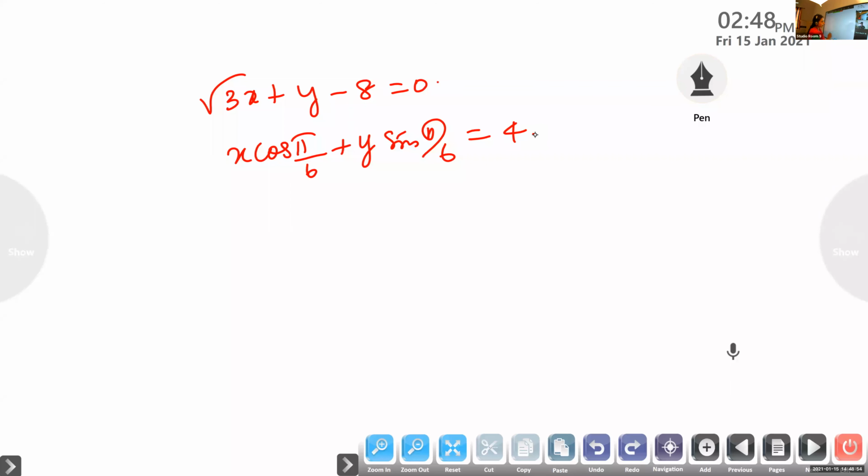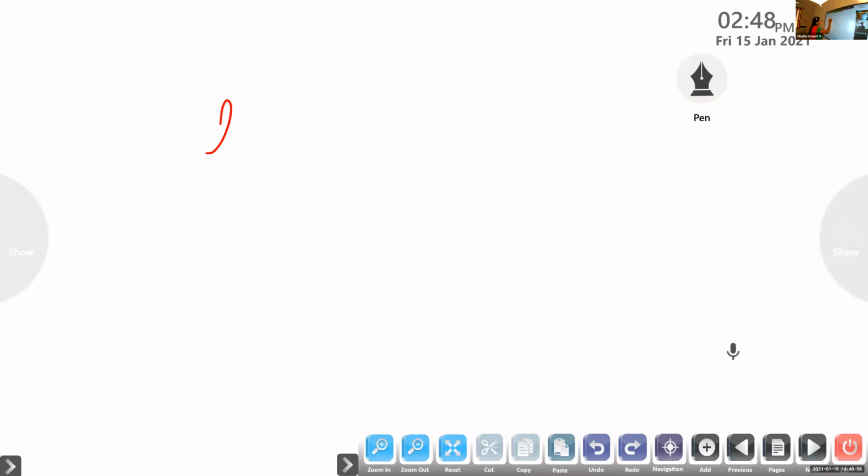Okay, let's do one problem first. Evaluate the limit as x tends to 1 of 4x plus 1. What is the answer? How to do this? 5. Okay, just substitute for x. If you are getting infinity and all, we should avoid it.